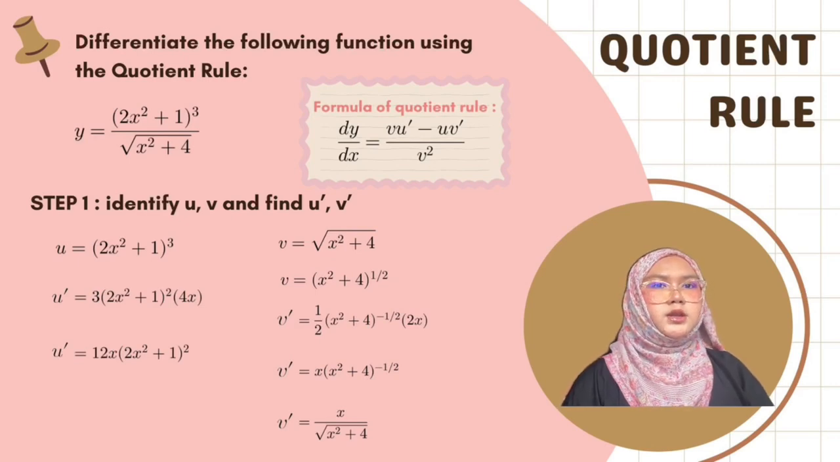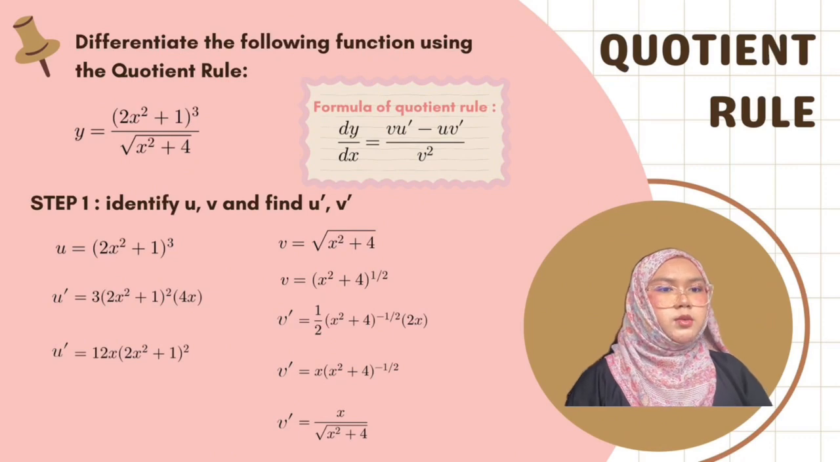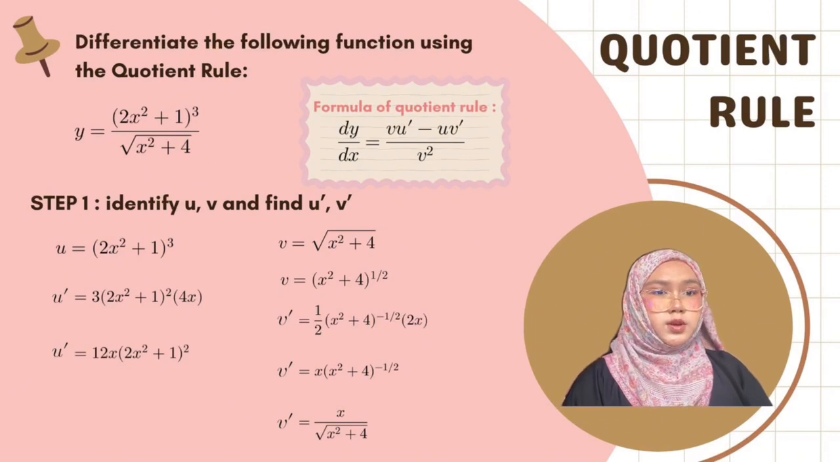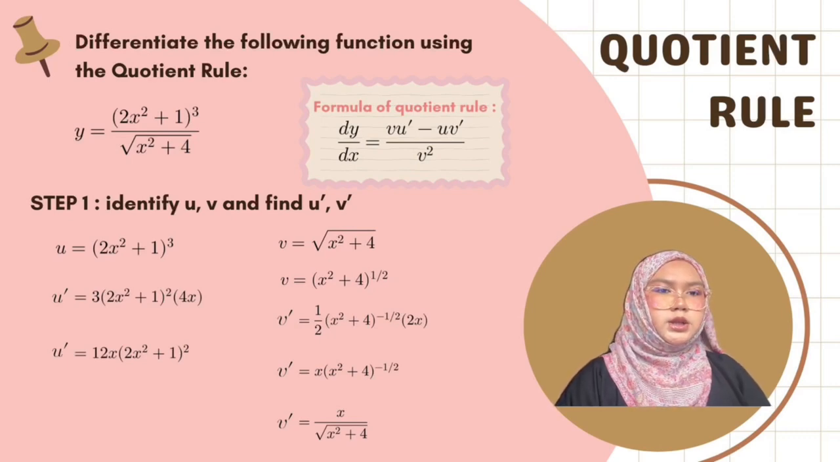So from that, in this question, we know that the value of u equals (2x squared plus 1) to the power of 3, and the value of v equals third x squared plus 4. From this information, we can find u prime and v prime. So we need to differentiate the function. For the function given, (2x squared plus 1) to the power of 3, we need to apply the chain rule concept to get the answer.